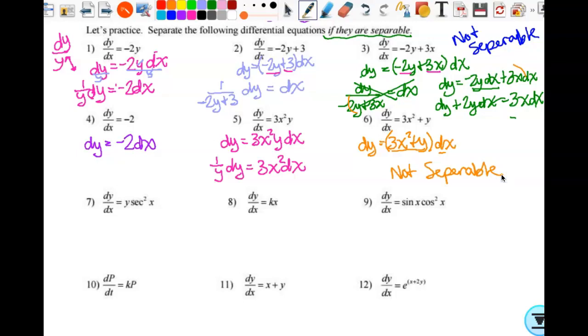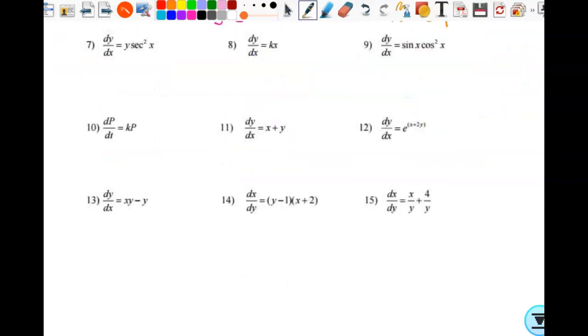So I wanted to pause here because so many people on 5 were saying not separable, but it is. So keep going here. All right, so on 7, I'm going to get dy equals y times secant squared x dx. Okay, parentheses not necessary, but fine if they're there.